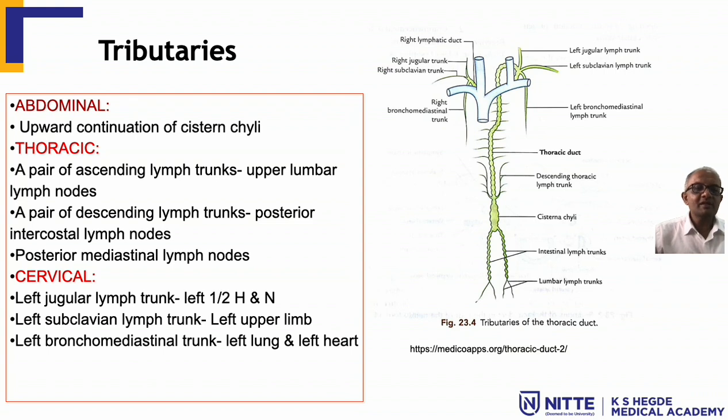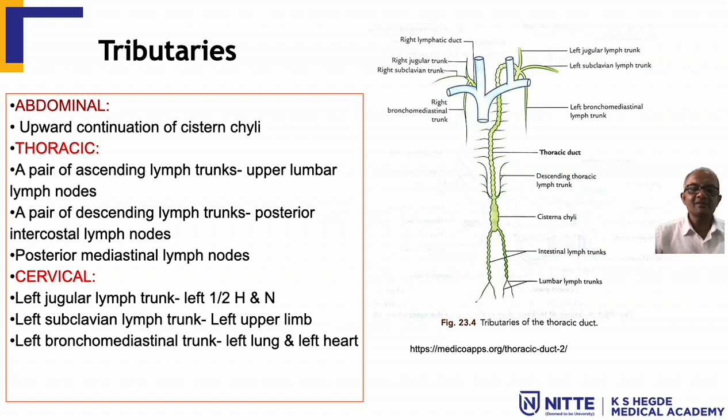The tributaries of the thoracic duct can be broadly classified into the tributaries inside the abdomen, that is abdominal tributaries, the thoracic tributaries, and also the cervical tributaries. The abdominal tributaries include, you can just look at the lower part of the picture, wherein it shows that the thoracic duct is an upward continuation of cisterna chyli. Inside the thorax, there are tributaries which are a pair of ascending lymph trunks which drain the upper lumbar lymph nodes, a pair of descending lymph trunks which drain the posterior intercostal lymph nodes and also the posterior mediastinal lymph nodes.